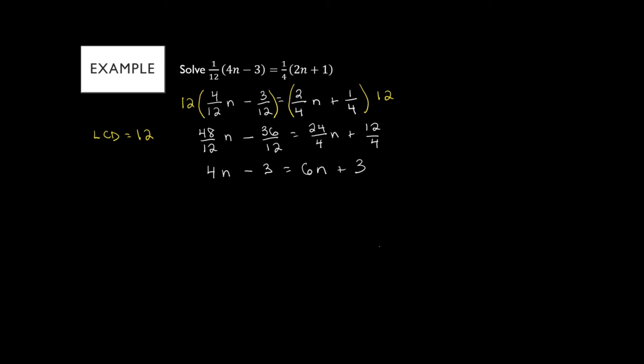So now we're going to start the solving process, and I'm not going to do the two steps in one. I'm going to do these separately just because that's what I normally do. And so I'm going to move my 6n so that it's on the left side by subtracting, since I have a positive. So 4 minus 6 is negative 2. So I have negative 2n minus 3. 6 minus 6 is 0, so all I'm left with is the 3 on the right.